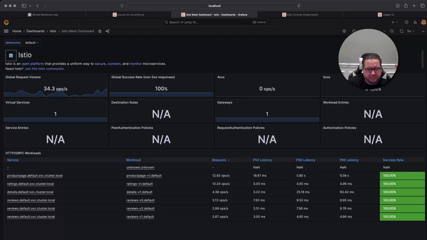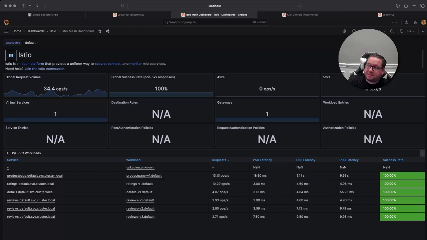So here is the default mesh dashboard that you get. There's a bunch of different services here that are HTTP and gRPC workloads. You can see saturations. We see how many requests per second are happening. We see the median latency, the 90th percentile latency, the 99th percentile latency, and then the success rate, which is kind of an availability metric.